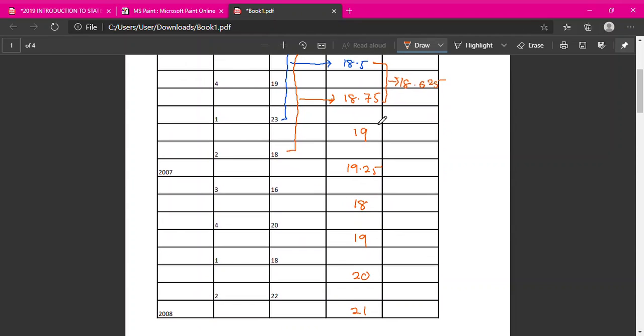Okay, next. These two pula. Okay, these two bahagi 2 pula. 18.75 plus 19. Dapatkan average. So divide by 2. Then you akan dapat 18.875. Next, 19 plus 19.25 divided by 2. You akan dapat 19.125.